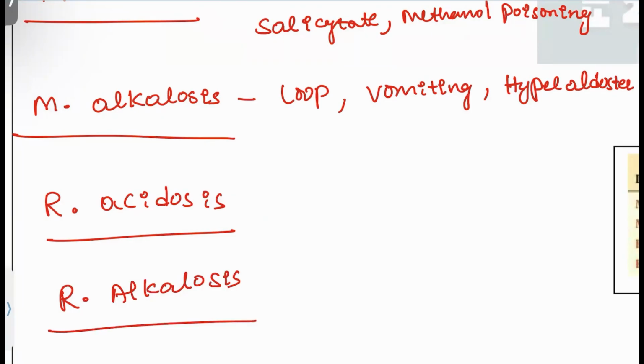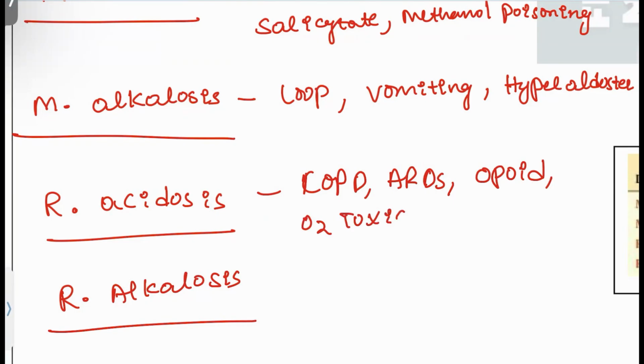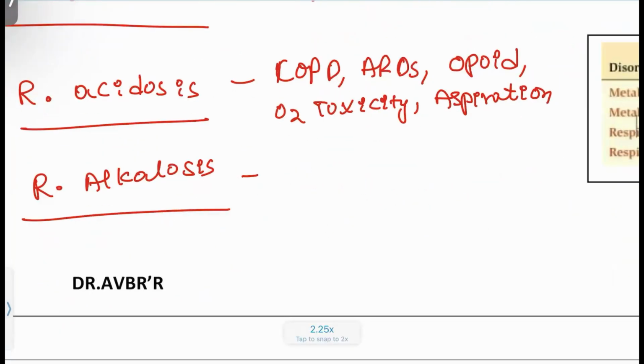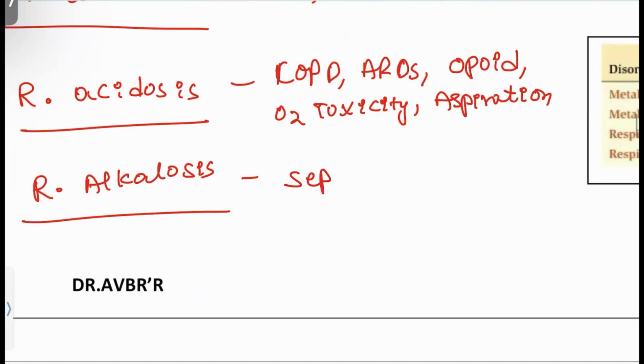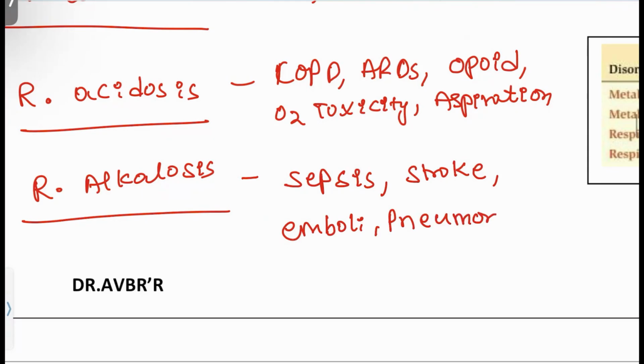But due to the compensation of your lungs and kidneys, these patients will have COPD, ARDS, or opioid poisoning, and patients who have O2 toxicity, and even patients suffering from aspiration. These are the common conditions where you will see respiratory acidosis. And respiratory alkalosis is commonly seen in sepsis patients, stroke patients, and emboli and pneumonia patients. These are the common conditions you will see.